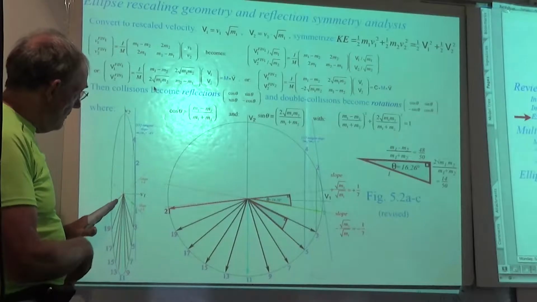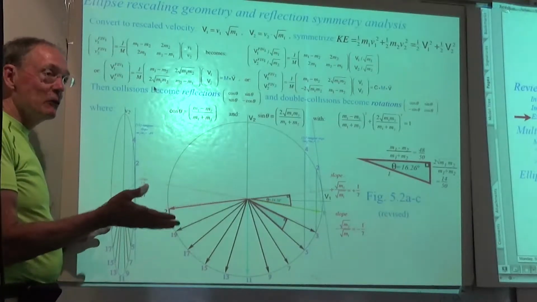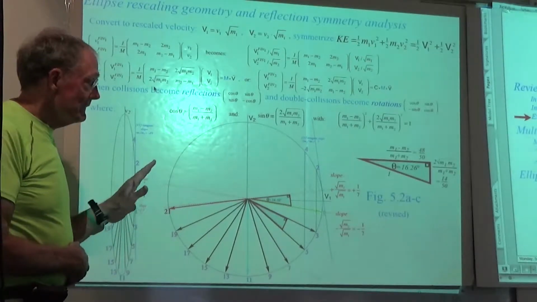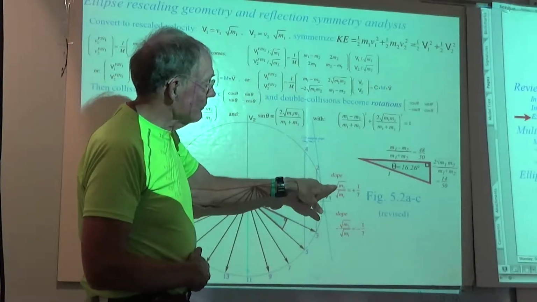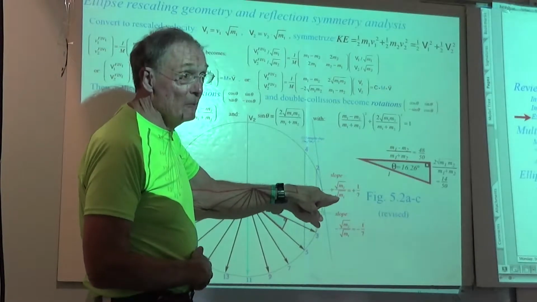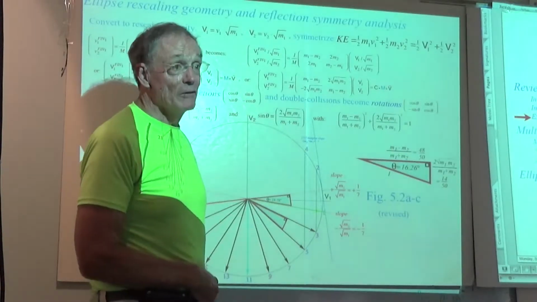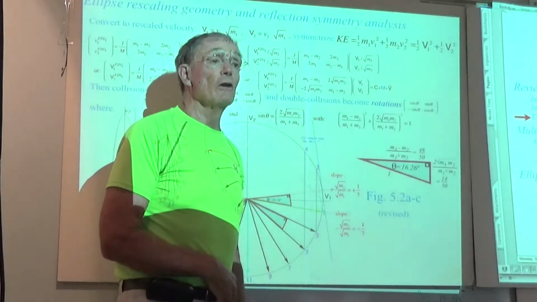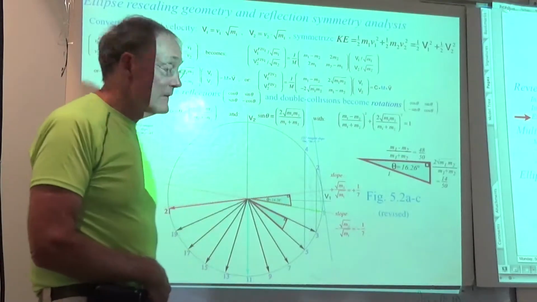Like the V1 equals V2 line, which was 45 degrees before, now it's here. It's got a slope of square root of M2 over M1, which is just 1 over the square root of M1 for us. It's the square root of 1/49th, 1/7.